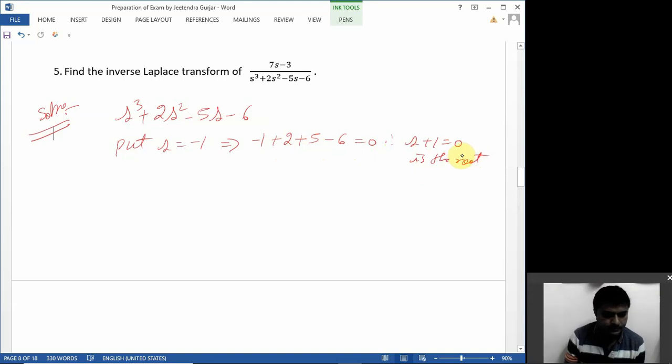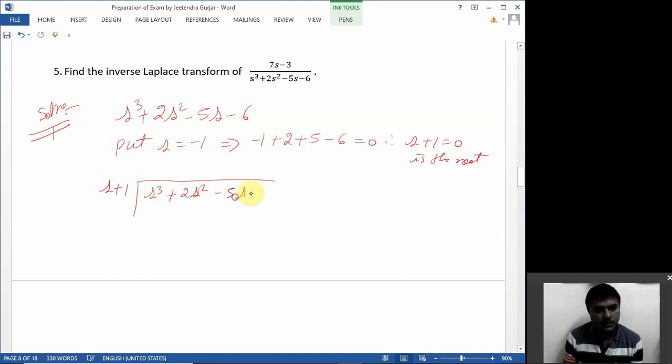This is clear. Taking this, we are going to use the simultaneous equations method, which is done in the 10th, not in engineering. This previous knowledge you should know, that is very important. So I'm going to use it. This is also called synthetic division, with s plus 1 dividing s cube plus 2s square minus 5s minus 6. One by one you substitute and you will get the answer.